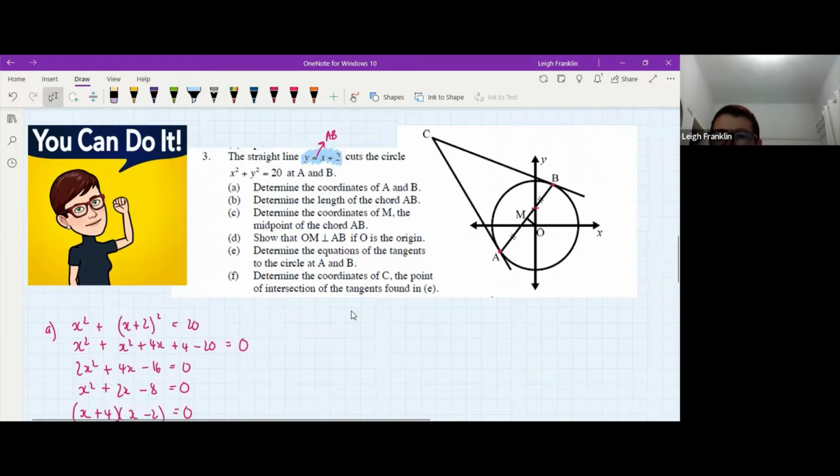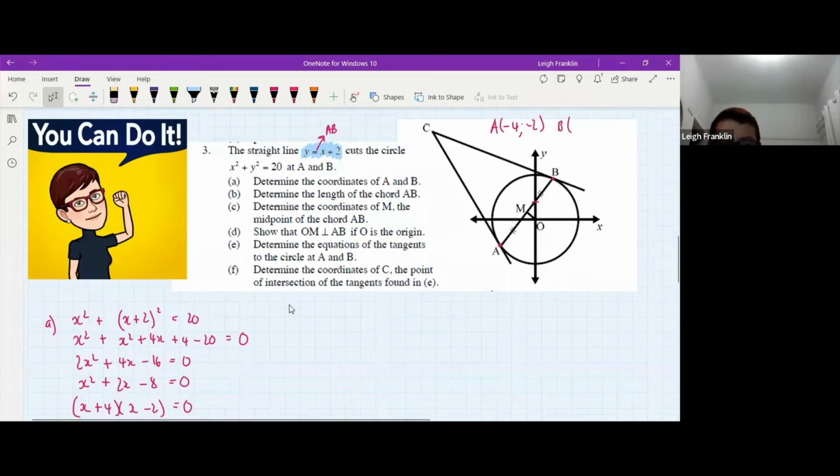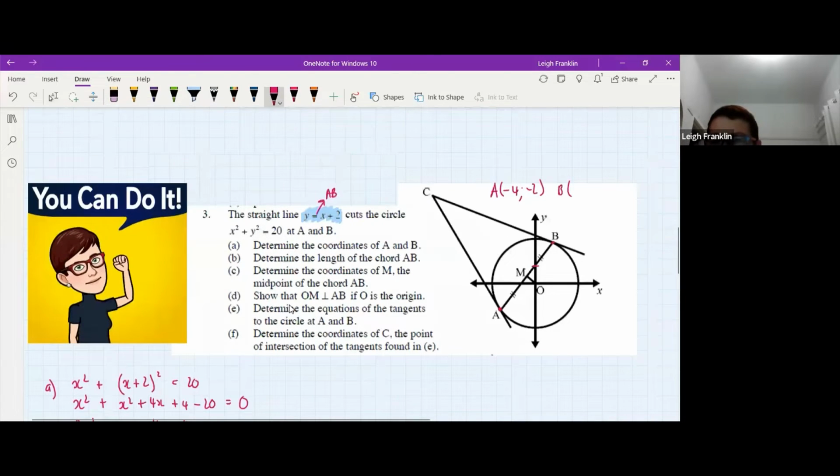So what I'm going to do, because I'm going to have to rub this out so I've got space to write, I'm just going to write the coordinates of A and B up here because we probably will use them. -4, -2. And then the coordinates at B were 2 and 4, if I remember correctly. Yes, they were. Okay, 2 and 4.